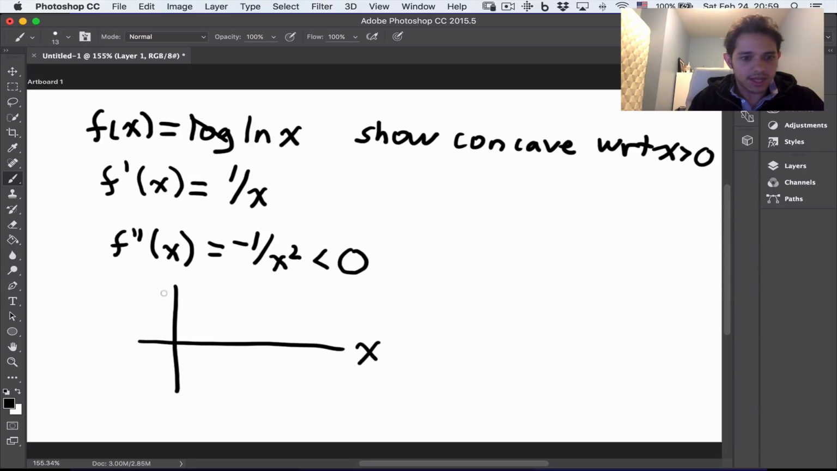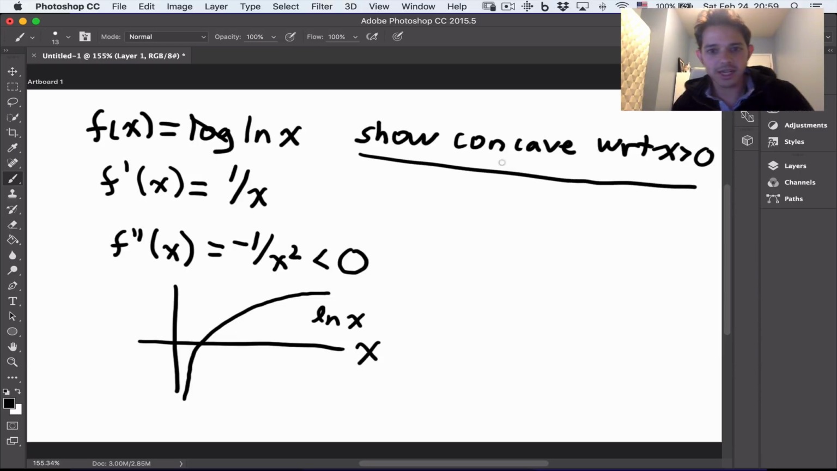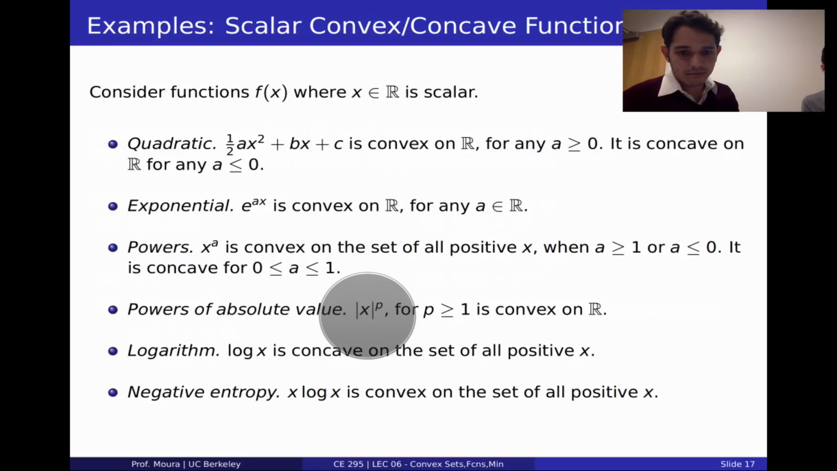Now, let me remind you of the domain over which logarithms are defined. If I were to draw the natural log function, it would look like this. And actually, you can see very easily that that is a concave function. But you can see here that it's defined for all positive x. So given that the log is defined for all positive x, and the second derivative is strictly negative for all positive x, we have shown that the natural log here is a concave function.